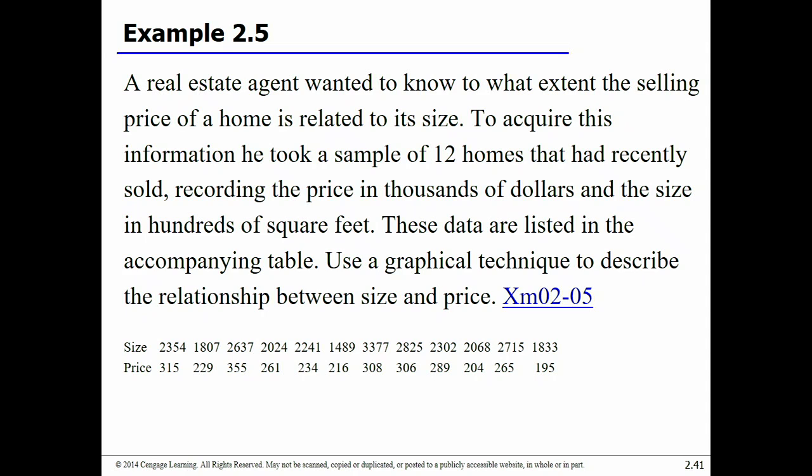So if I think about electricity usage and number of household occupants, which one is independent, which one's dependent? What do you think? Well, the more people live in your house, the more electricity you're going to use, right? So number of occupants would be independent, electricity usage would be dependent. Does that make sense? So what we always do is we put the independent variable on the x-axis and the dependent variable on the y-axis.